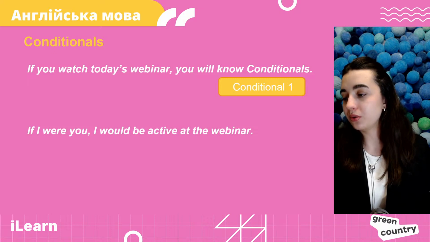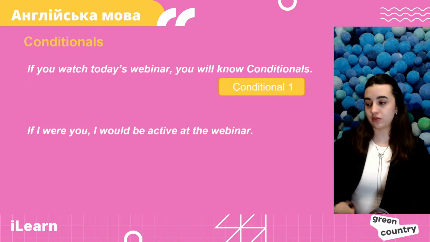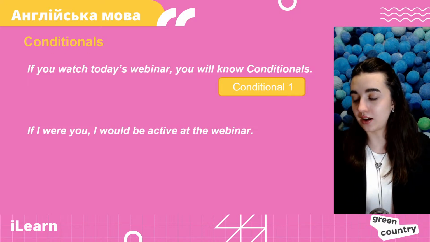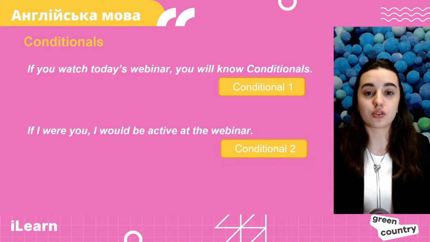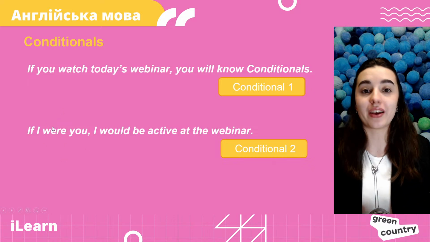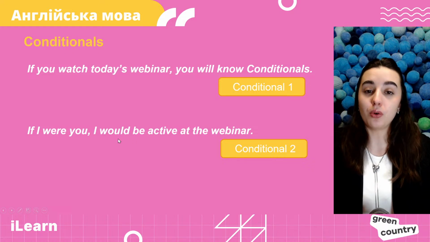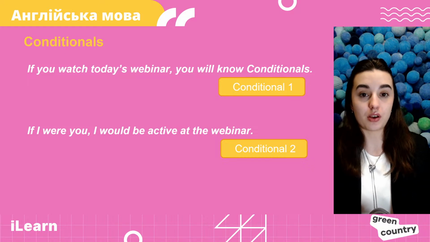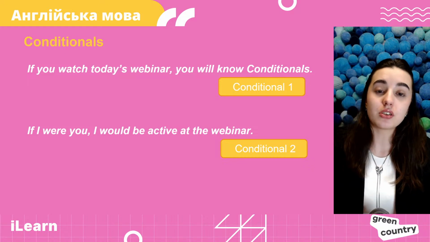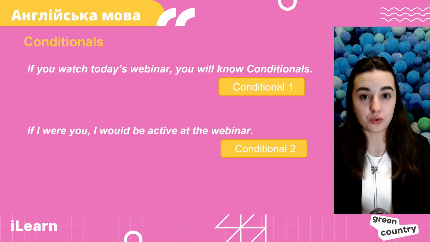Good. And sentence number 2: if I were you, I would be active at the webinar. So what conditional is it? Ira, thank you. Girls, boys, what do you think? Okay, the second one. Yeah, and that is also true. So here we are talking about an unreal situation, so I can't be you, but if I were you, I would possibly do this. So it's an impossible situation in the present or in the future.